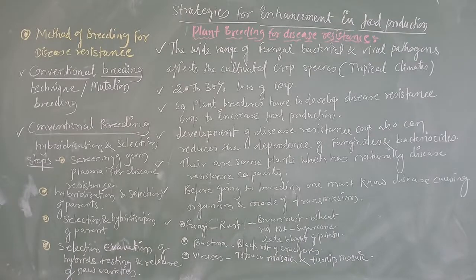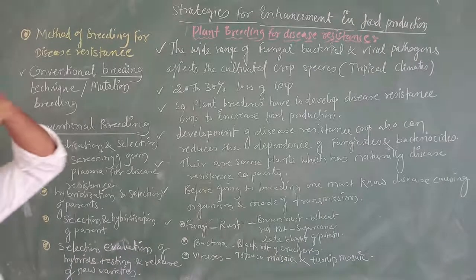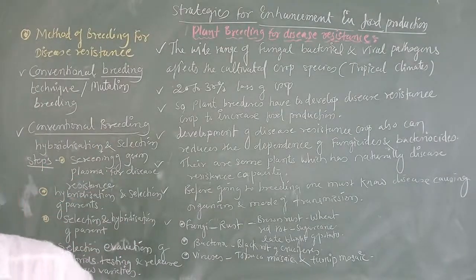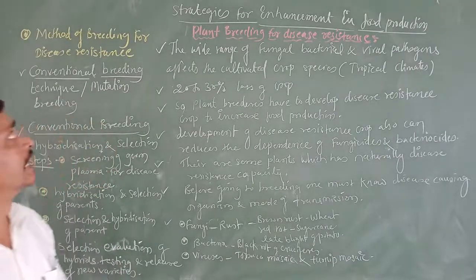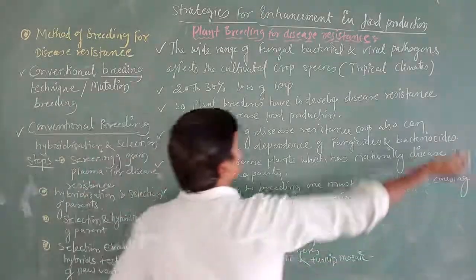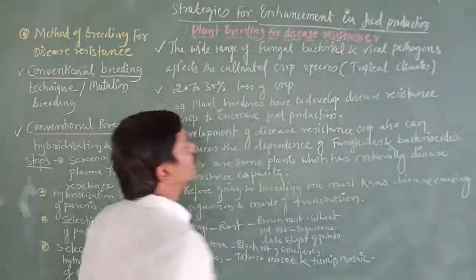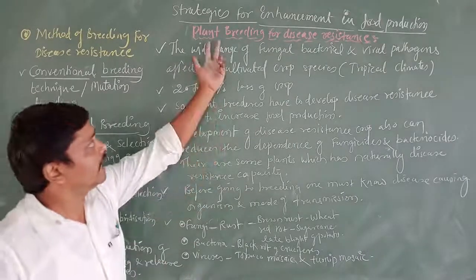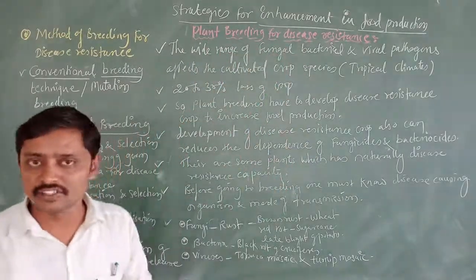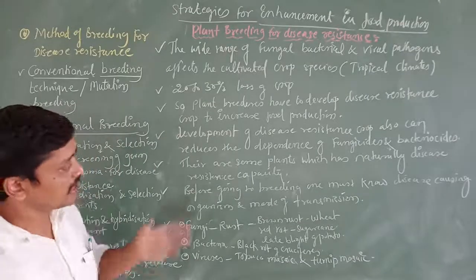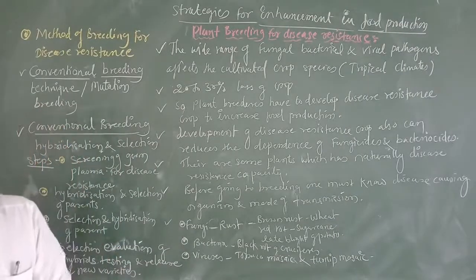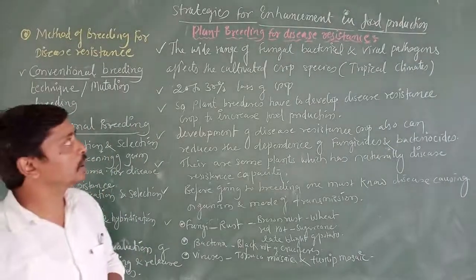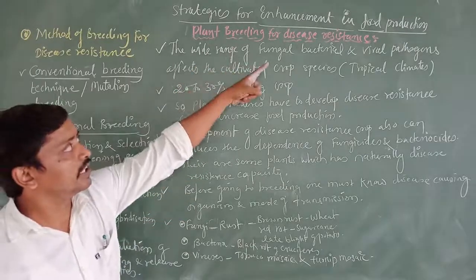Hello, good morning students. We are studying the chapter in progress, that is, strategies for enhancement in food production. In the live class we discussed plant breeding for disease resistance. We already discussed it, but once again I am going to tell you, because I don't know how far it has convinced you. So today, once again, I am going to discuss plant breeding for disease resistance.